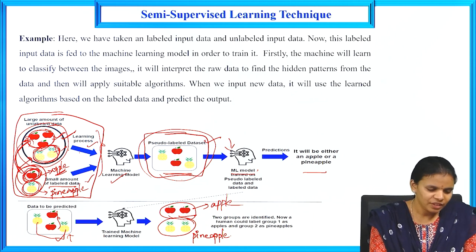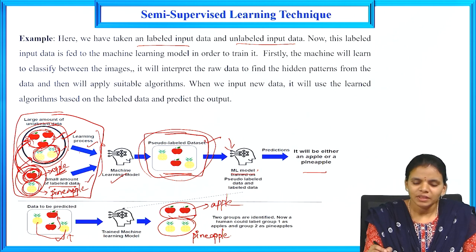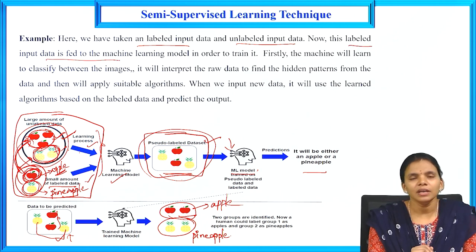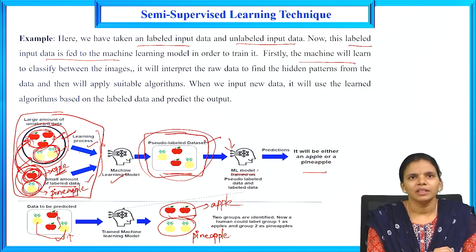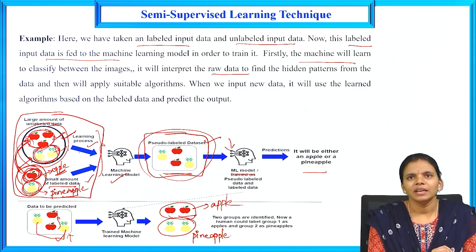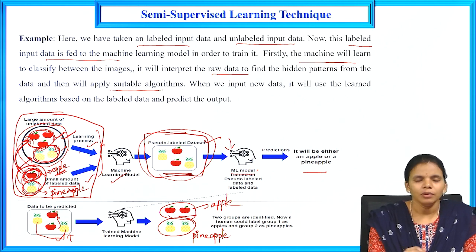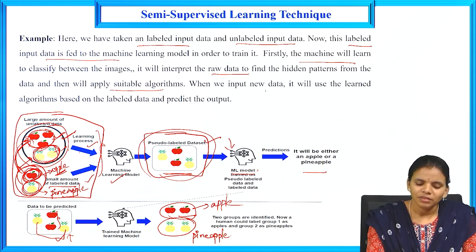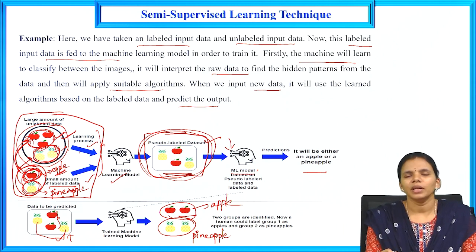So what we have done here is we have taken labeled input data and unlabeled input data. This labeled input data is given for the training of our model. Then it will learn to classify between the images. Then it will interpret the raw data and find the hidden patterns from the unlabeled data set. So now it will apply the suitable algorithm on these two types of data. When we give new input data, it will use the learned algorithm based on this pseudo labeled data set and predict the output for the new data points. So this is how the semi-supervised learning technique works.